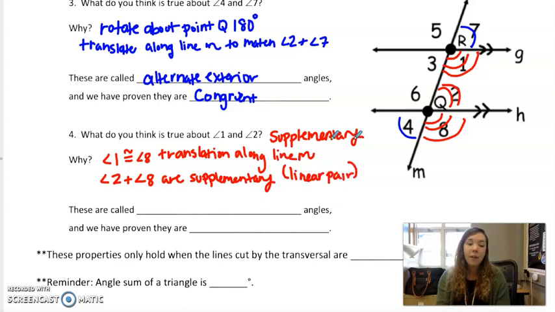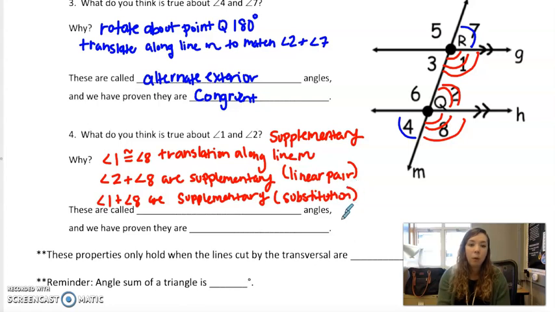Which is going to make, if I swap out 1 and 2 here, then I know that 1 and 8 are supplementary by substitution. So I can swap out anything that's congruent or equal in measure by substitution. These are called same side interior. I'm running out of space here, but same side interior.